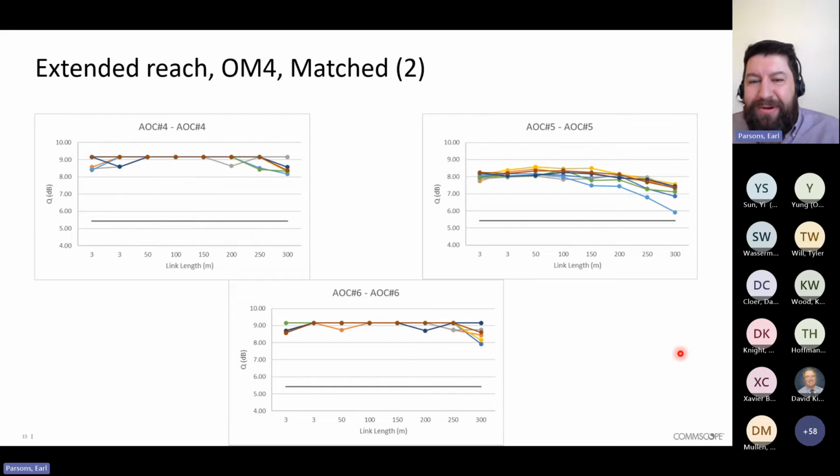All right, and here are the other 3 of the 6 AOCs we tested. And probably the lowest data point of the day will be this one right here. 300 meters, 6 EBO connections in the path, and we still have about half a dB of margin. Some of these lanes, even at 300 meters, didn't report any errors, which was interesting. They must be very well-tuned lanes there.